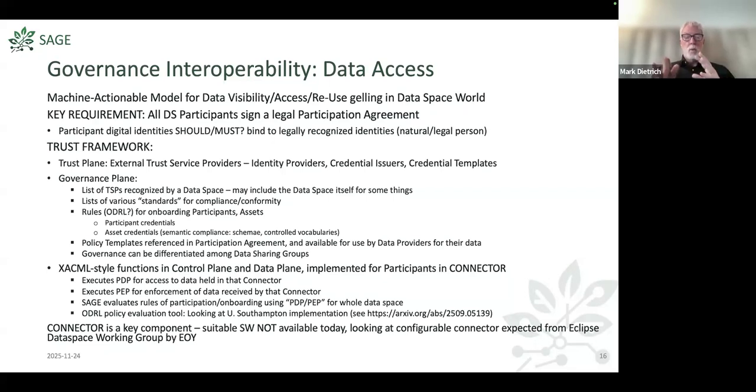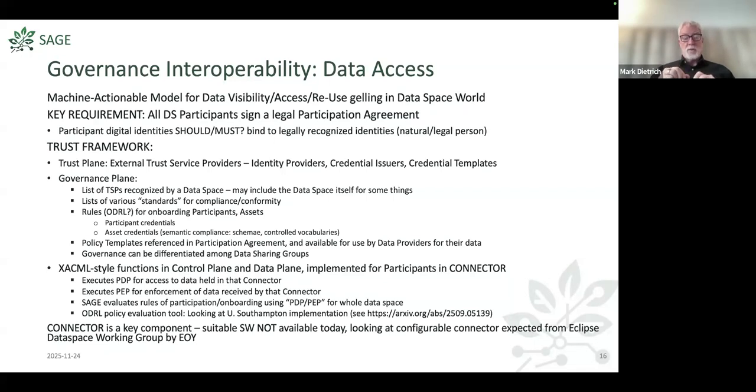We have a governance plane with a bunch of information. I'll let you read it in terms of how that will operate in a particular data space, but describing it in a common way that can be read by other data spaces. So you have that governance interoperability as a result of that. And then finally, as I mentioned before, the XACML style functions that will sit in both the control plane and the data plane. Mostly they'll be implemented for participants in the connector software. And this is where we implement and achieve that data or enterprise sovereignty. So the connector is a key component.